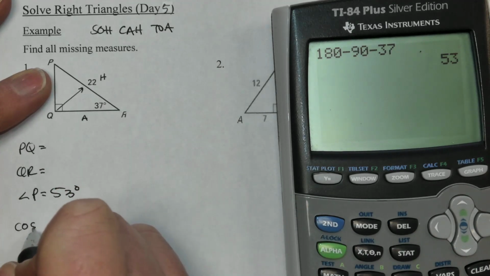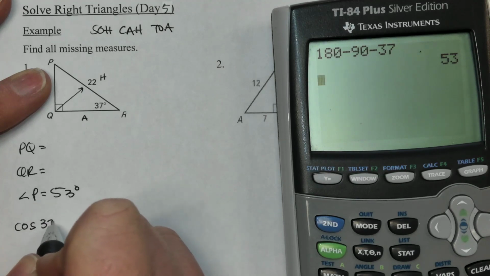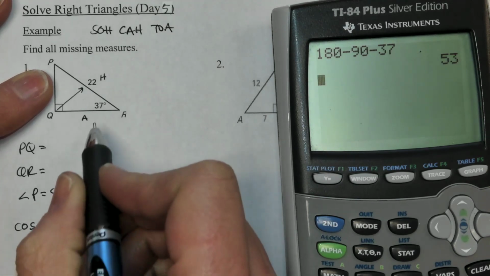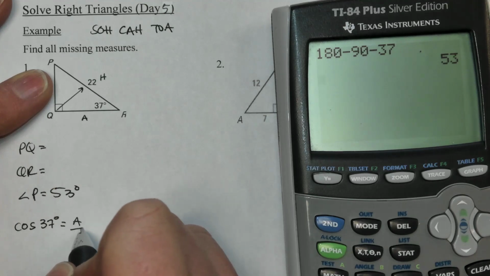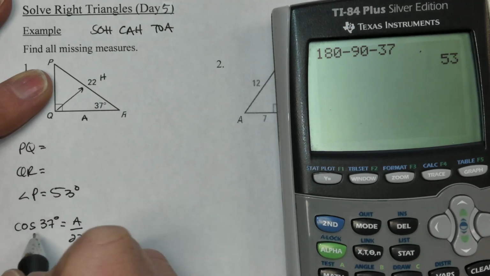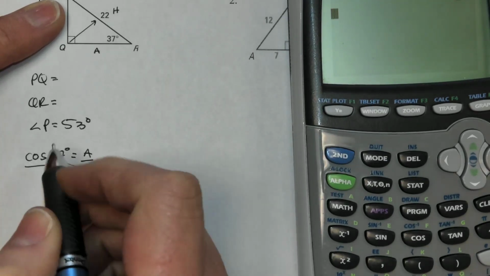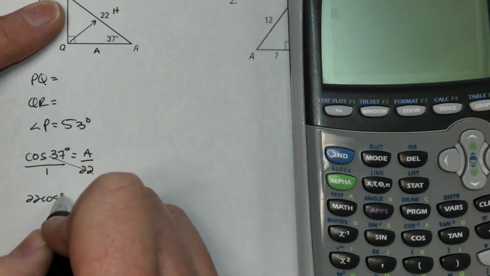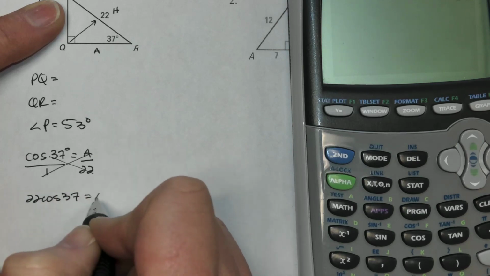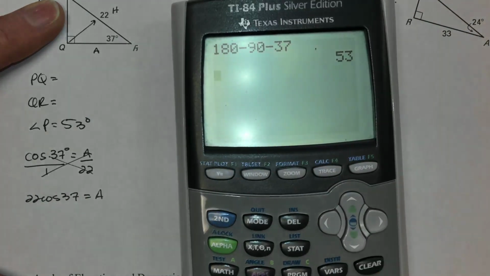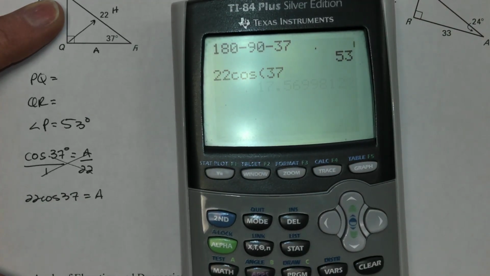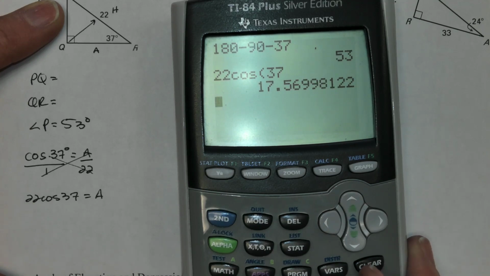We'll do it down here. After the trig function always comes your angle, so we have 37 degrees. Cosine is adjacent over hypotenuse, 22. We'll put our cosine over a 1, and then we're going to cross multiply. So 22 times cos 37 is going to equal our adjacent side. 22 cos 37 gives me about 17.57.